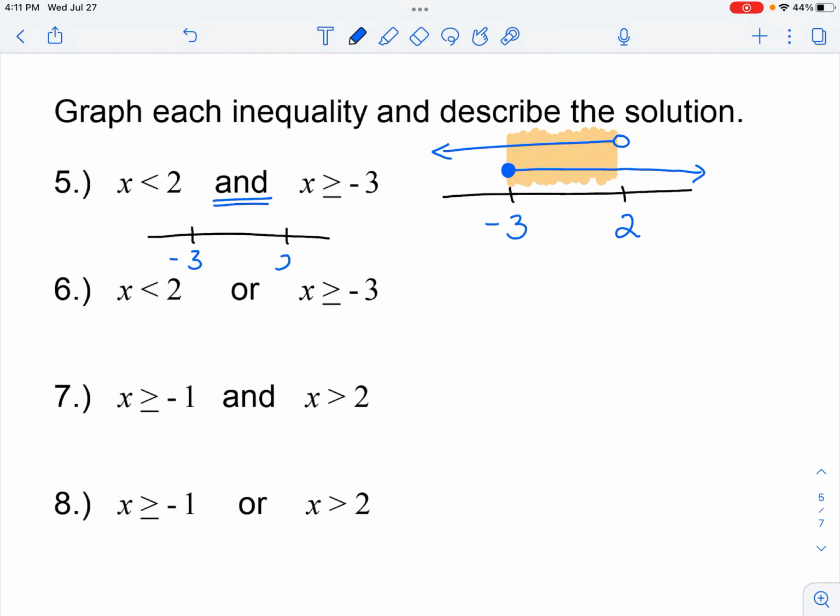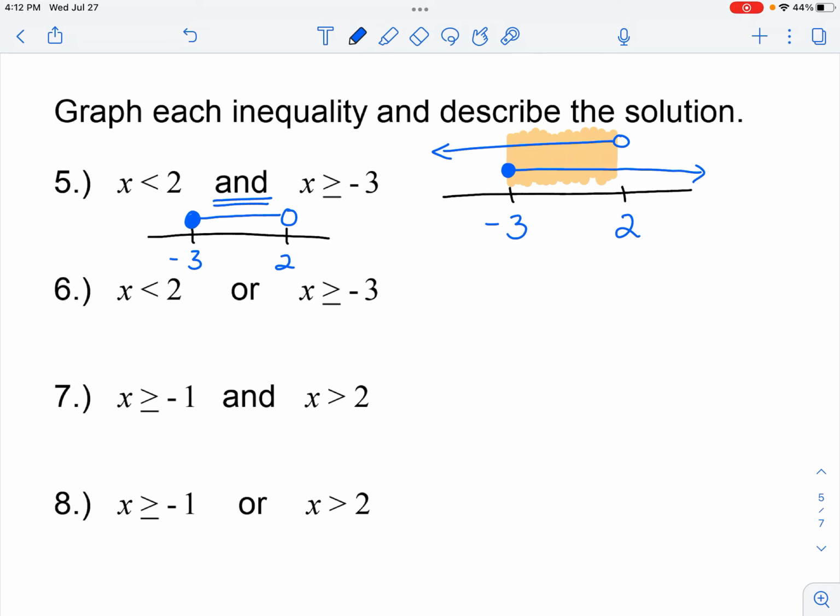So I'm going to have -3 and 2, closed circle on the -3, open circle on the 2, and I'm going to play connect the dots. Everything in the middle is where I was overlapping, numbers that worked for both inequalities at the same time.